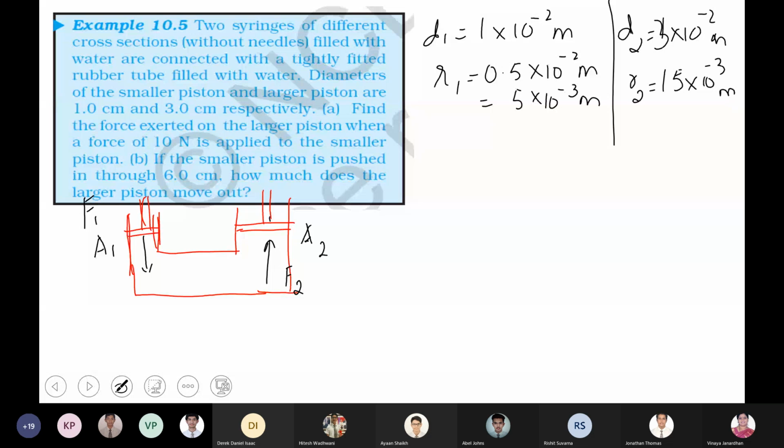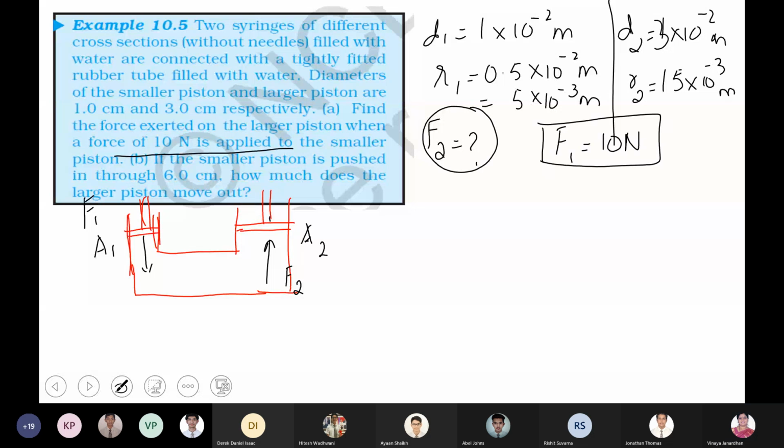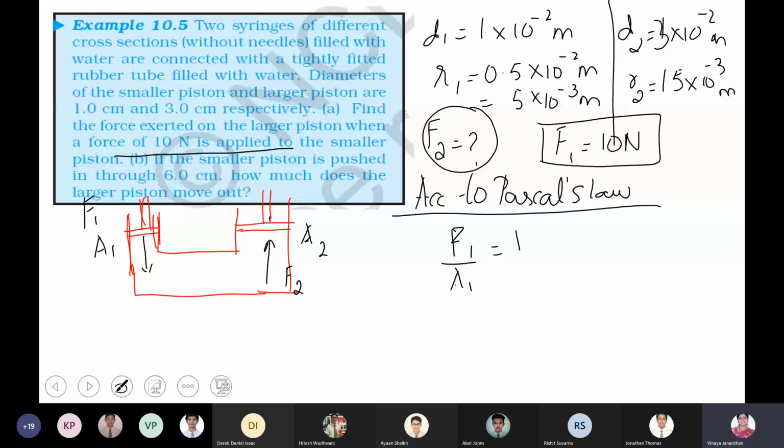Correct, boys? Okay. Find the force exerted on the larger piston. That is what they are asking. If the force applied on the smaller piston is 10 Newton, correct? The smaller piston, you're applying a force of 10 Newton. What will be the force exerted on the larger piston? So both the pressures should be the same. So according to Pascal's law, F1 by A1 must be equal to F2 by A2. Can you calculate F2, boys?